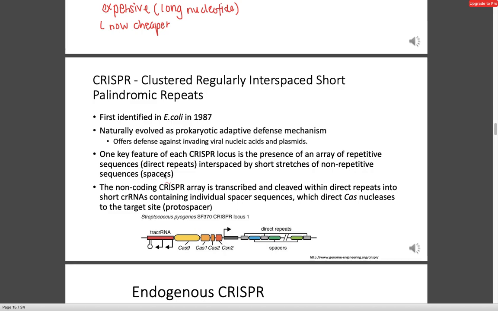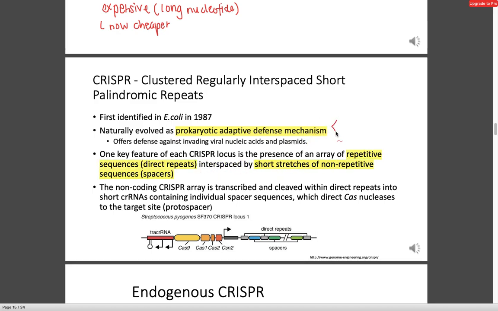Alright, one key feature of CRISPR occurs in the presence of an array of repetitive sequences interspaced by short stretches of non-repetitive sequence. Bunyi tu macam, siapa faham ayat tu? Apa? Kita dah bawa pukul 8.30. Ni kacau saya, kau apa ni? Doktor ni kacau lah tanya soalan macam ni.